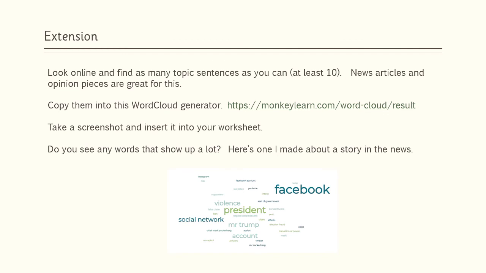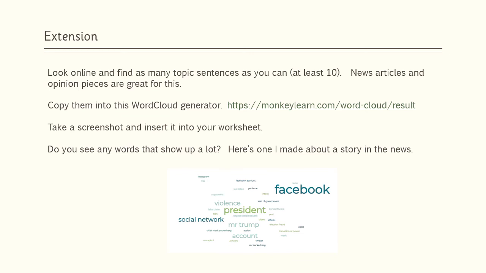For those of you who have finished that and are looking for something extra to do, you can look online and find as many topic sentences as you can. This piece of software works best with the more you have. So at least 10, but if you can't find 10, that's absolutely fine. News articles and opinion pieces are really good for this because they often have really good topic sentences.